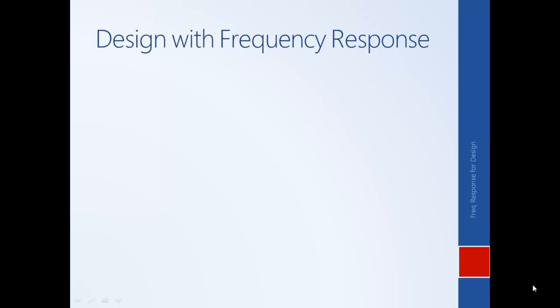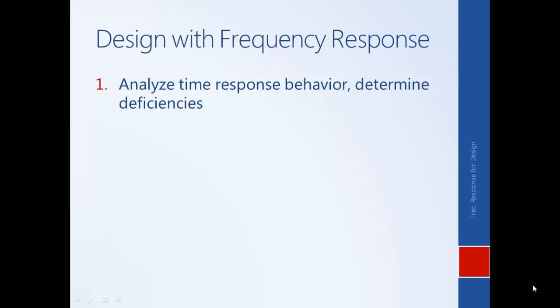Now that we understand the relationship between a system's frequency response and its time response, we now know how to alter a system's frequency response in order to achieve a desired time response. And we'll use that to design controllers in the following way. First, we'll analyze the time response behavior of a system to determine its deficiencies, since ultimately what we care about is how the system behaves in the time domain. That's what we will use to determine: is the system too slow, does it overshoot too much, whatever.